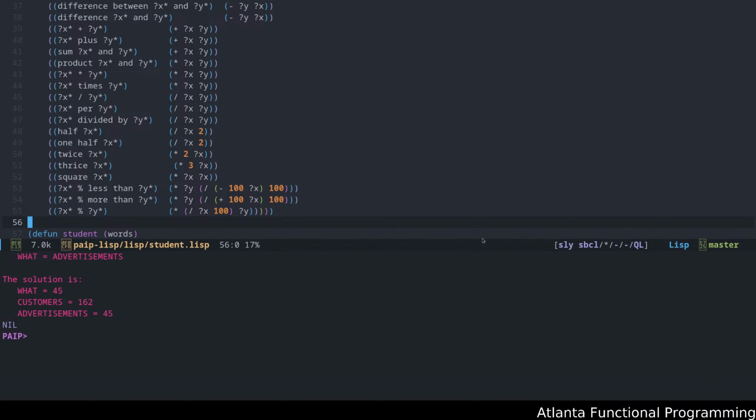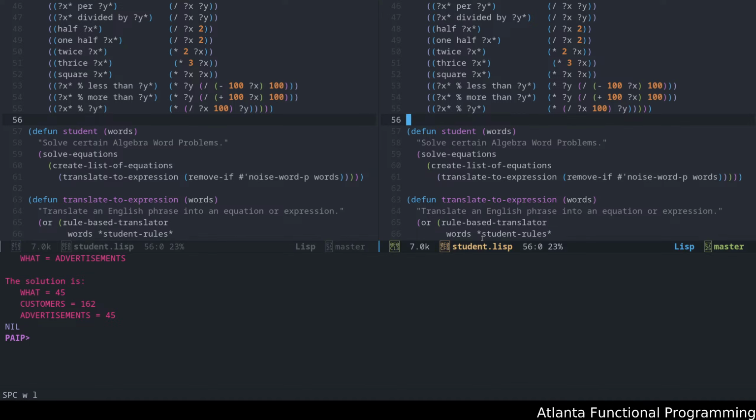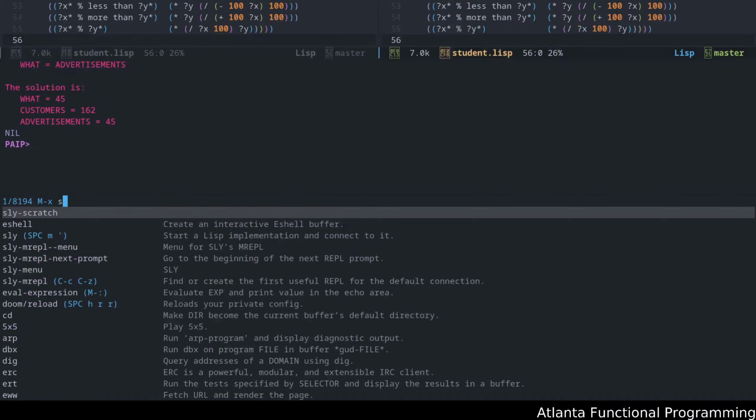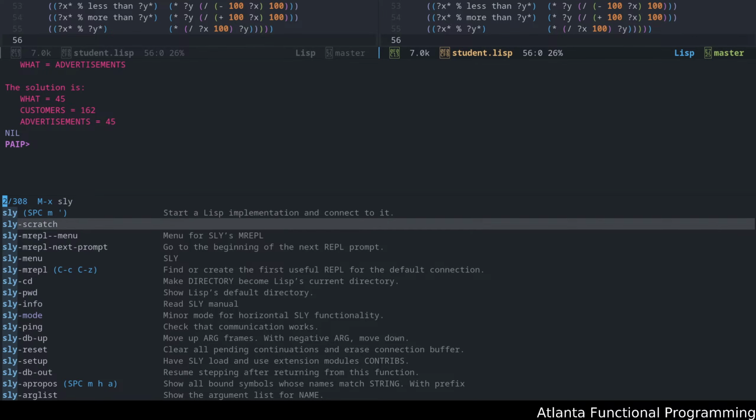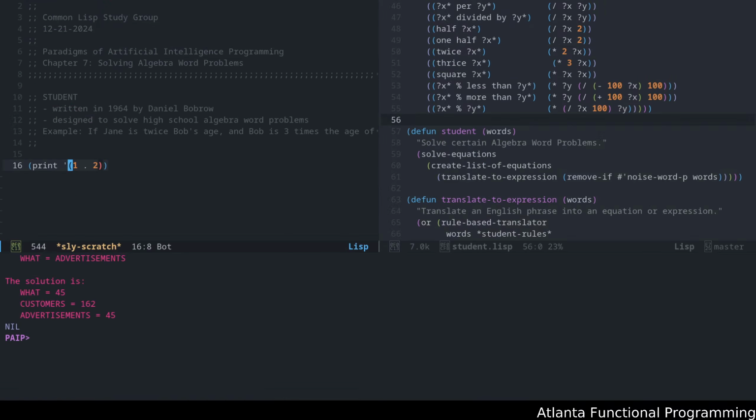Let me pull up my buffer here. Give me just one second. I'm going to create a scratch buffer for this, just so that if we do need to do any sort of design or additional coding, we can do so separately. Sly scratch. Okay, and let's go ahead and run Student.